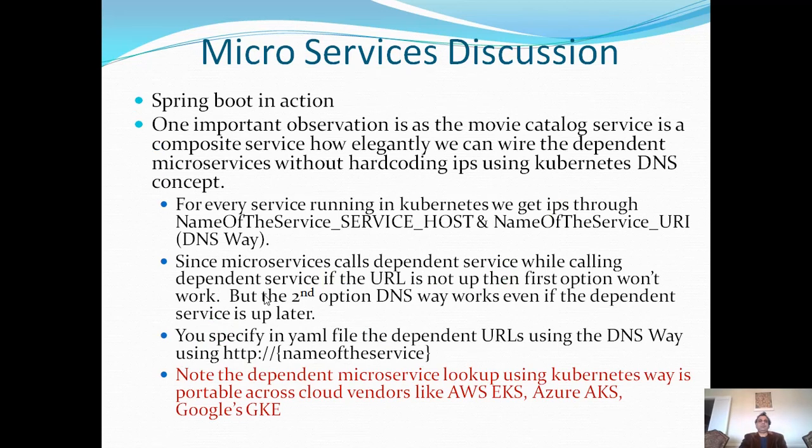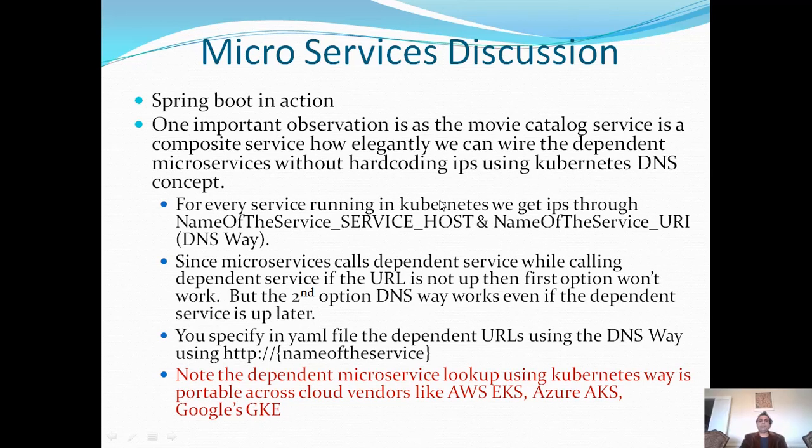As I mentioned, this is based on Spring Boot in action. One important observation is that the movie catalog service is a composite service. And now we are going to see how elegantly we can wire the dependent microservices using the Kubernetes DNS concepts.